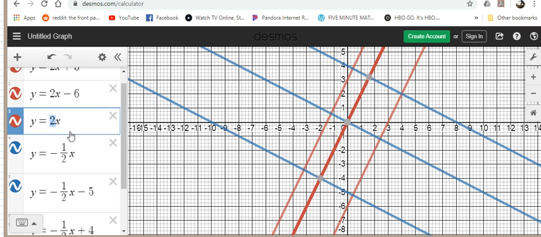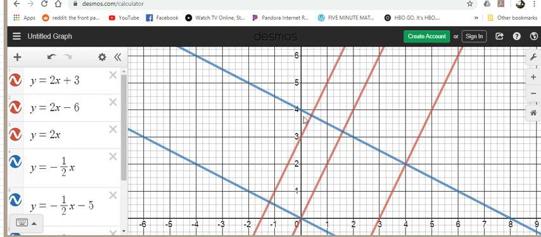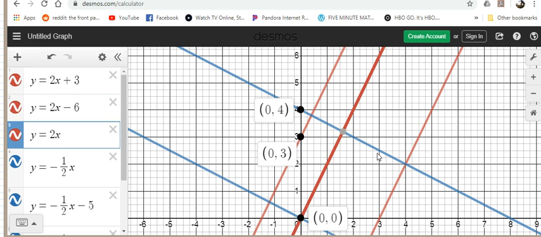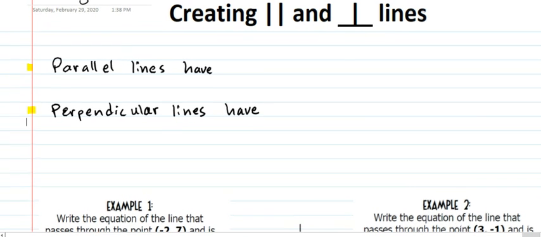What I want to draw your attention to, though, is where the y-intercepts are. You see how even though they might have the same slope or opposite reciprocal slopes, what's different about them is where they cross the y-axis. Some cross at 4, or 3, or 0, or you can see this one here would cross at -6. Let's go find it. That's way down here at -6, right? Now, when we do these problems today, the slopes may be the same or opposite reciprocals, but the y-intercepts are going to be different. All right? So let's get started.